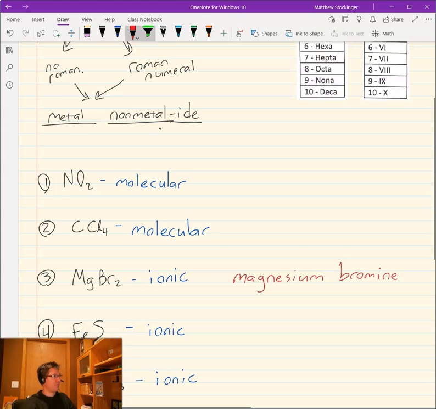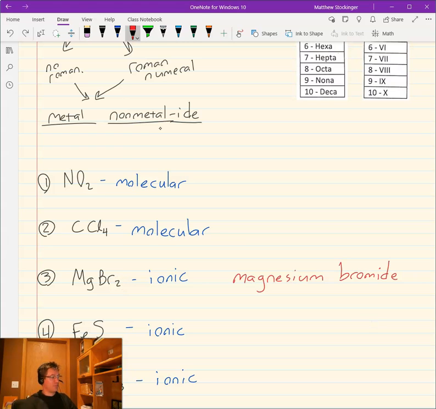Okay, but I'm going to pull out my eraser because I got to change the ending to "ide." So instead of bromine, it's going to be bromide. And that's the answer here. This MgBr2 is magnesium bromide. Okay? Notice this 2 doesn't show up anywhere in the name.